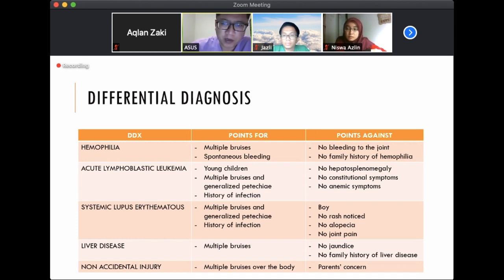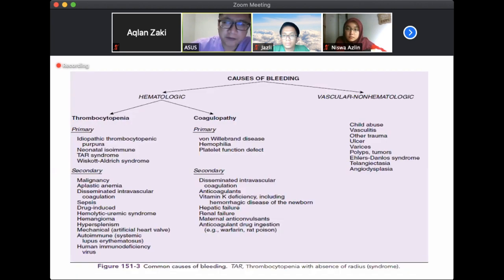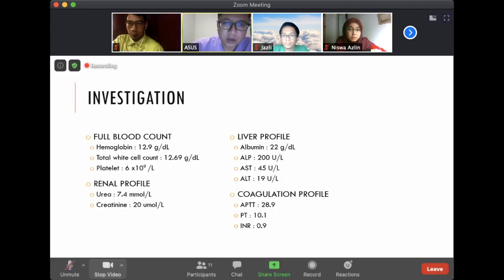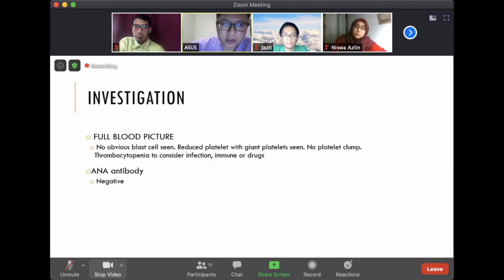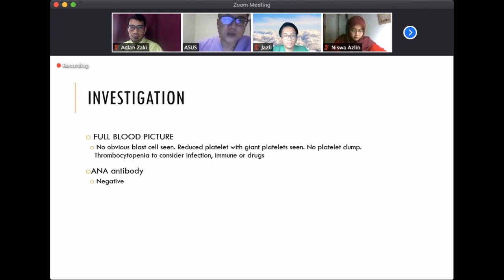Okay. So go back into the result, the investigation. Okay, what else do you need? You need a full blood picture. Okay. And then do you know what is a full blood picture? Giant platelet. Okay. So giant platelet. Okay. So the diagnosis would be the acute idiopathic thrombocytopenic purpura. All right. So yeah. So how do you manage this patient?